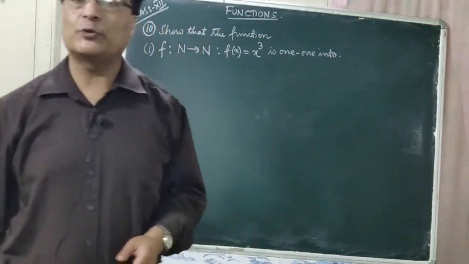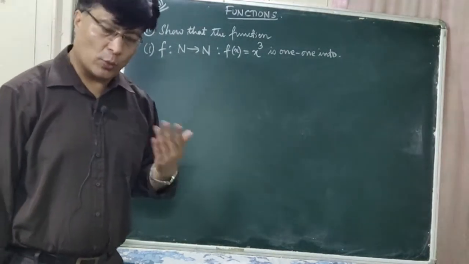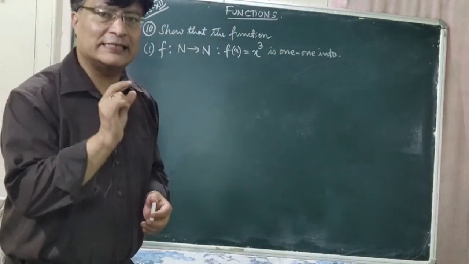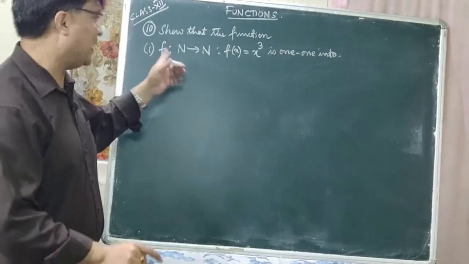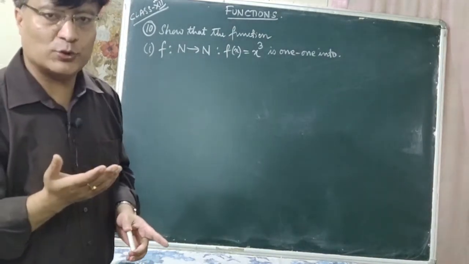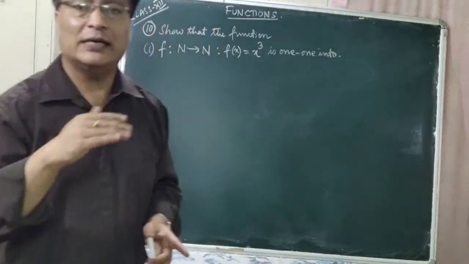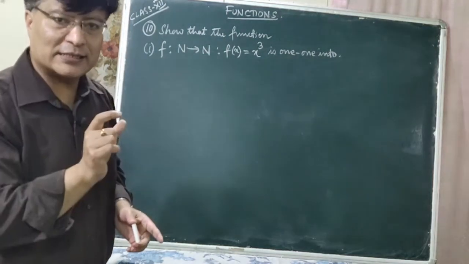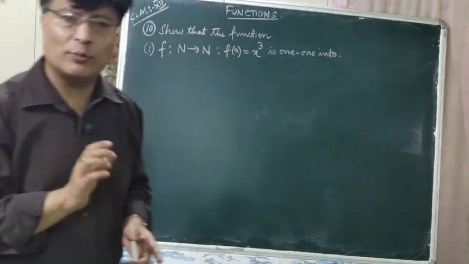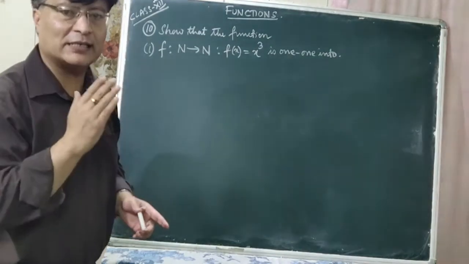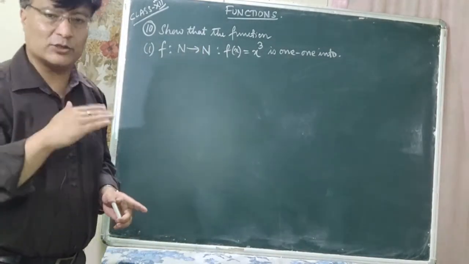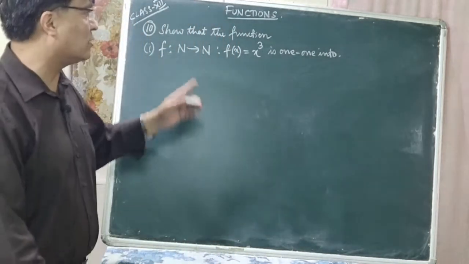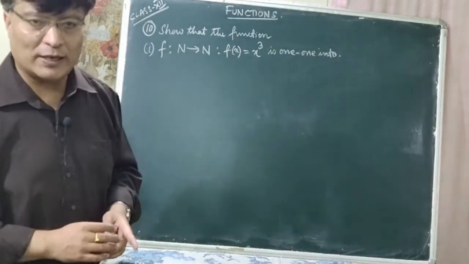So first of all you have to prove that this function is 1, 1. What is the meaning of 1, 1 function? For each distinct element in the domain N, it should have a distinct image in the codomain N. That is known as a 1, 1 function. So you know the mathematical proof. How can you do the mathematical proof for f to be a 1, 1 function?